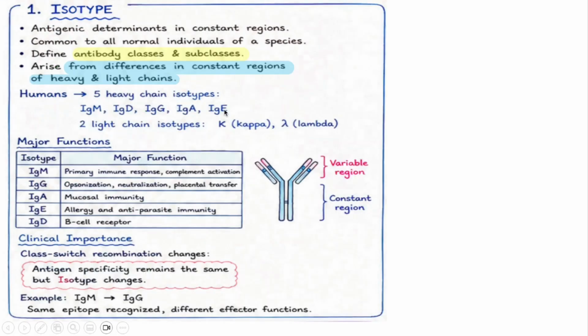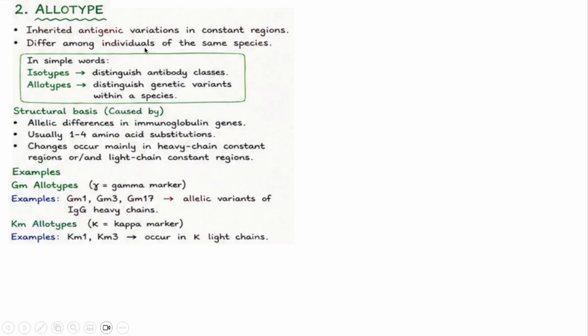All the members of a species will have these 5 isotypes, but if we see closely the heavy chains of one of these 5 isotypes, we may find some kind of variations. We may find some specific sequences in some individuals and some specific sequences in other individuals. These differences among individuals of the same species will give rise to allotypes. Isotypes gave us the antibody classification. It distinguishes between various classes of antibodies, and allotypes distinguish between the genetic variants of one of these isotypes within a particular species.